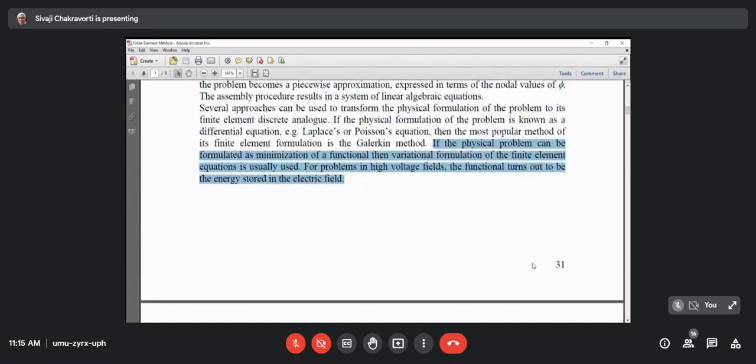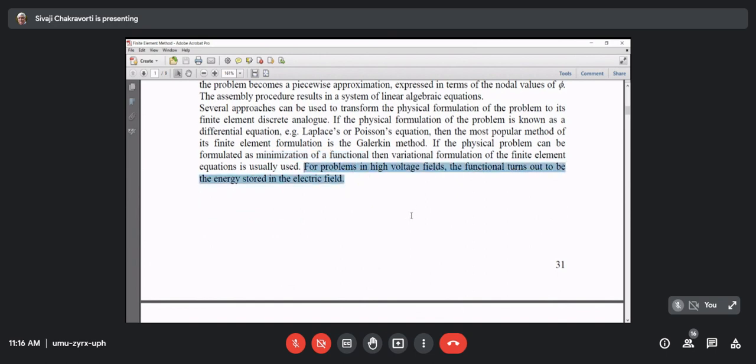That is, if the physical problem can be formulated by minimization of a functional, I'll just explain it, then the variational formulation of finite element is used. That means instead of going for a Galerkin formulation, we go for the variational formulation. Now the issue is we are saying minimization of a functional. Now what could be this functional which we can minimize?